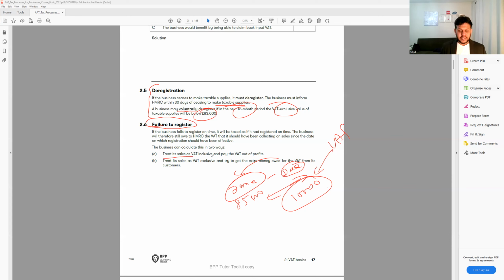Treat the sale as VAT inclusive and pay the VAT out of the profit, or treat the sales as exclusive and try to get extra money from the customer. This is very unlikely. The customer will just tell you to pay the VAT yourself.